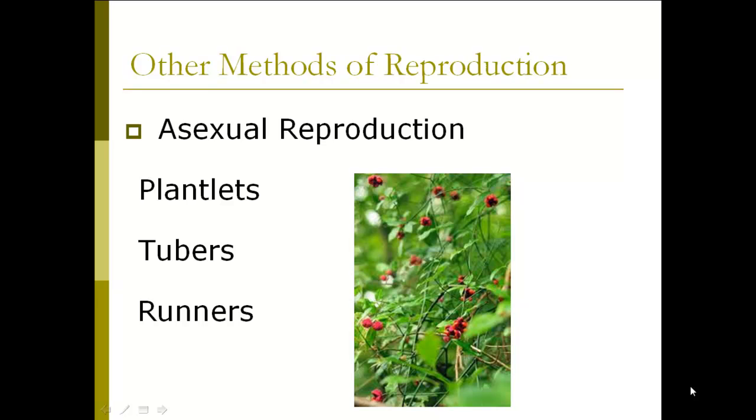Offspring, or plants that result from asexual reproduction, are genetically identical to the parent plant, whereas in sexual reproduction, the offspring are genetically related to both parents.